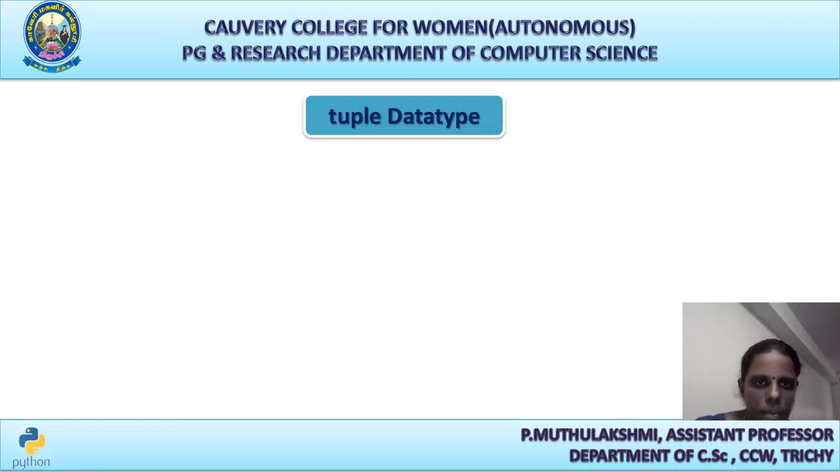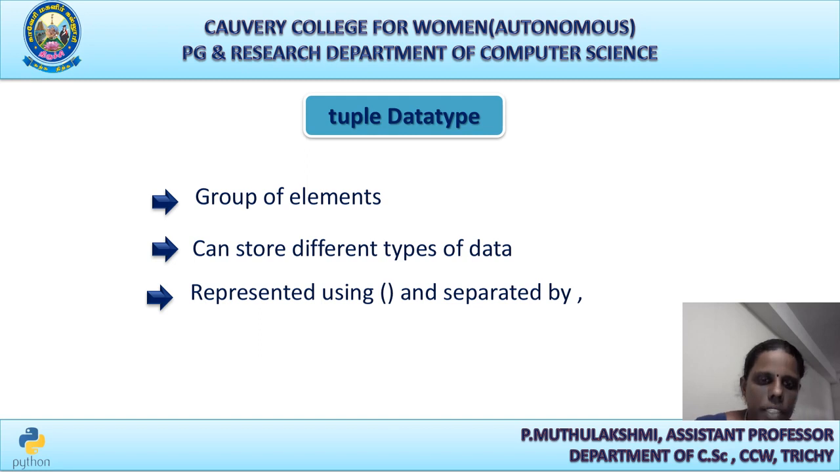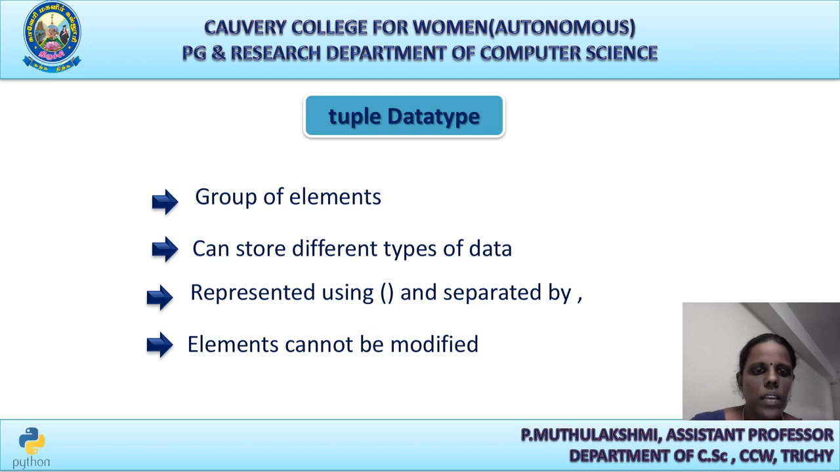The next data type is tuples. Tuples are similar to your list data type. This is also a group of elements and it consists of different types of data. The only difference between list and tuples is that lists are represented using square brackets, while tuples are represented using parentheses. Each and every element is separated by the comma symbol. Here is one more difference: the list elements can be modified, but the tuple elements cannot be modified.